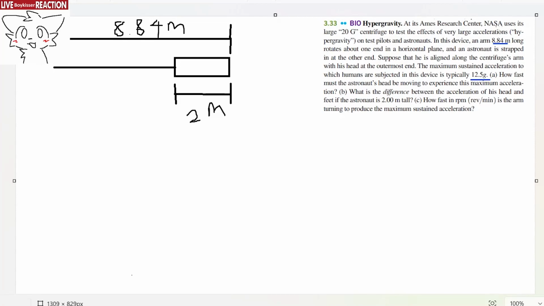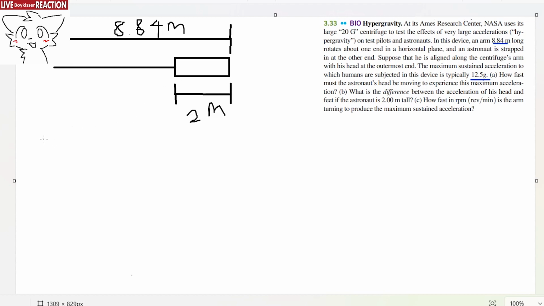At the research center, NASA uses its large centrifuge to test the effect of very large accelerations. In this device, an arm 8.84 meters long rotates about one end in a horizontal plane. So we know it is a centripetal force problem, and we don't have to account for gravitational force and normal force. An astronaut is strapped in at the other end. The maximum acceleration is typically 12.5 g. How fast must the astronaut's head be moving to experience the maximum acceleration?